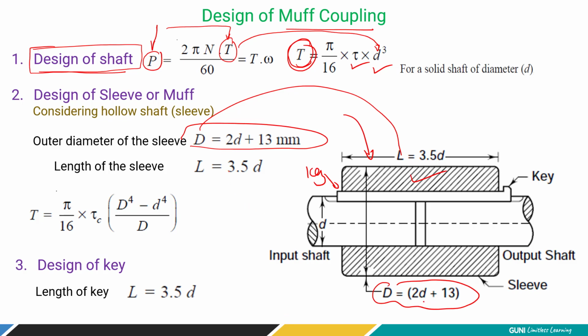Very simple, right? The length of the sleeve is taken as 3.5 D if it is made from cast iron. If it is made from steel, you can take the length as 2.5 times D, because steel is stronger compared to cast iron. But mostly the sleeves are made from cast iron, and for that you can keep the length equal to 3.5 times the shaft diameter.